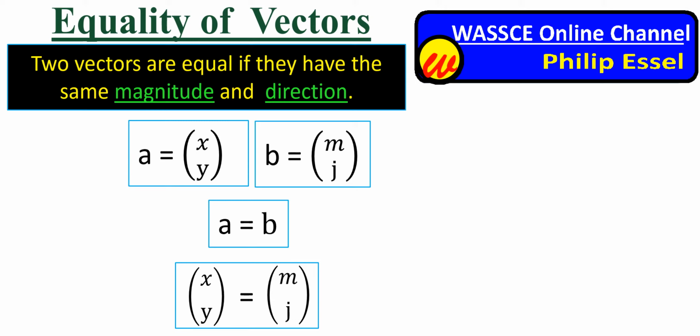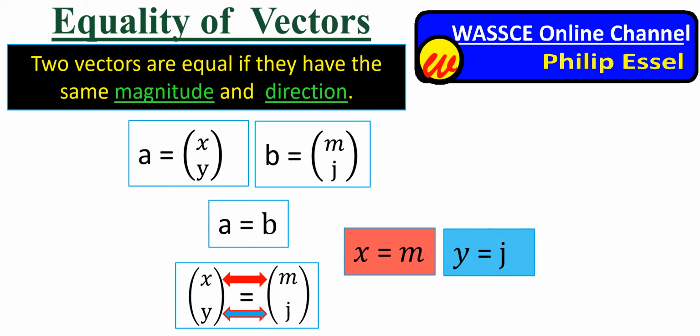We can therefore make the conclusion that the x components of the two vectors A and B are the same. Therefore, x equals m. Also, the y components of the two vectors are the same. So y equals j. Let's use this idea to solve a few examples.